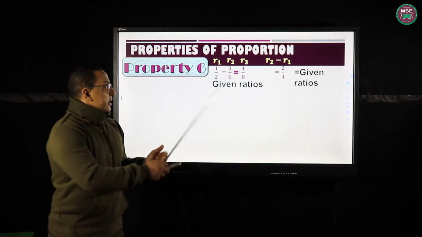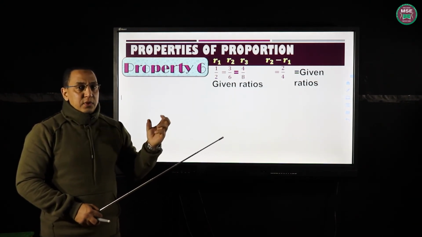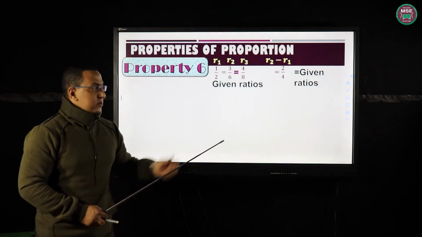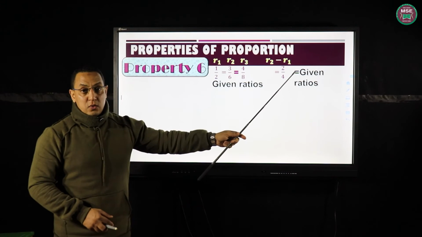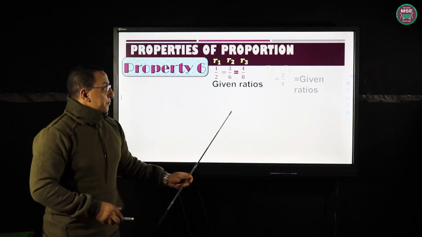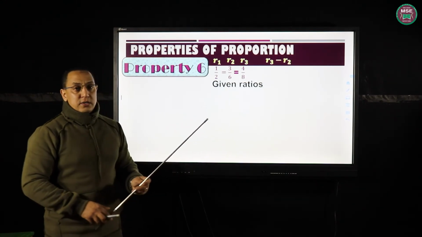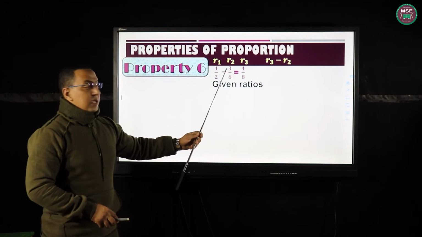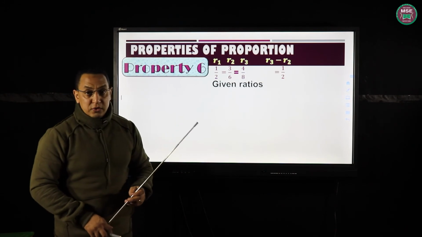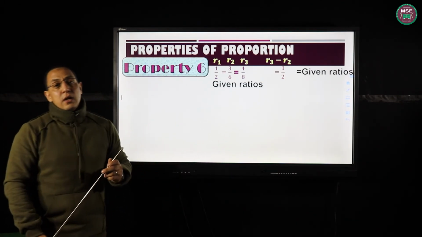So by adding R1, R2 and R3, we get a new ratio equal to the given ratios, and by subtracting R2 minus R1 we get a new ratio equal to the given ratios. Finally, what if I subtract R3 minus R2, 4 minus 3 equals 1 and 8 minus 6 equals 2, so it will be 1 over 2. It's also equal to the given ratios. This is property number 6.